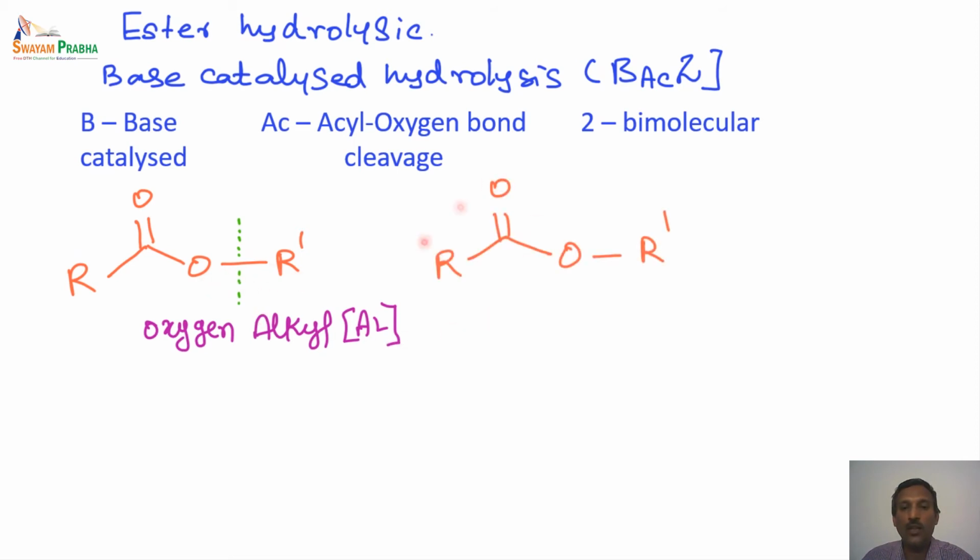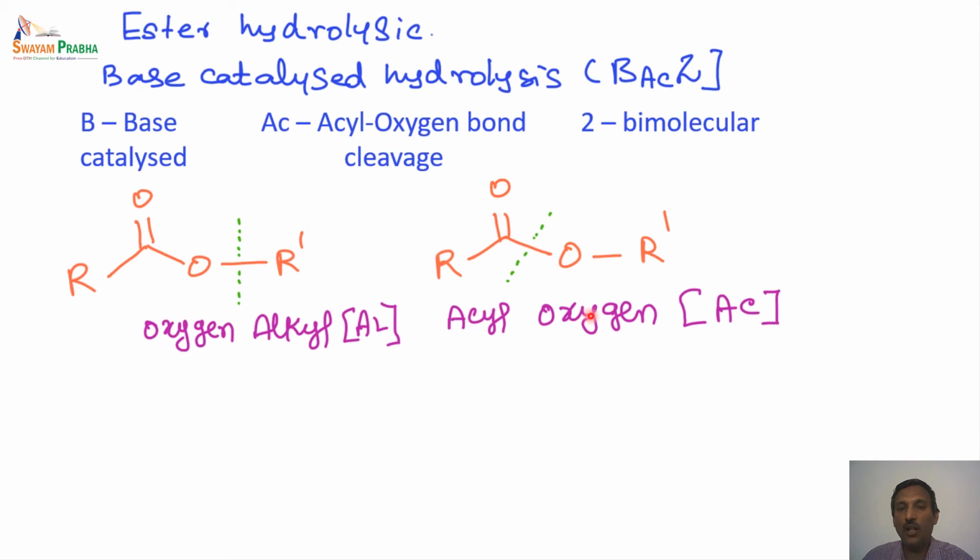And there is also another way by which the ester can be hydrolyzed. So here there is an acyl unit here, there is an oxygen here. So the bond between this particular carbon and the oxygen can also be cleaved. So this is what is called acyl group and the oxygen cleavage. So in other words, it is an AC. So we are going to study about this particular AC one.